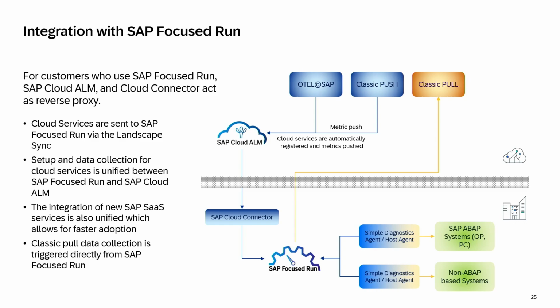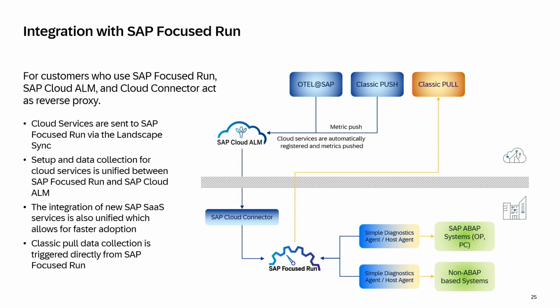Last but not least, integration with SAP Focused Run. I know that we have a lot of customers, big customers, that will eventually want or need Focused Run. As I already said, Cloud ALM and Focused Run work very well together. They come basically, if you will, as a package deal. And what we do is we use Cloud ALM basically as a reverse proxy for metrics which are coming from cloud services into SAP Focused Run.